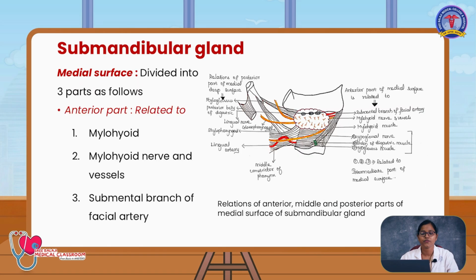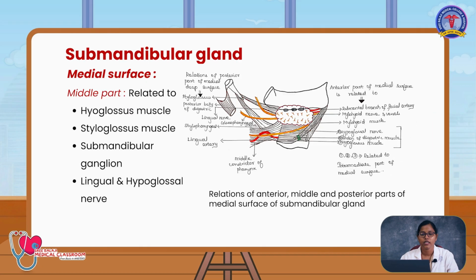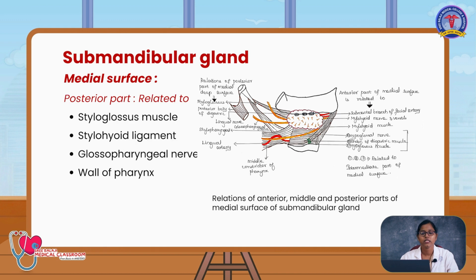Next is the medial surface of the submandibular gland. It is divided into 3 parts. So first part is the anterior part. It is related to mylohyoid muscle, mylohyoid nerve and the vessels, submental branch of the facial artery. Next is the middle part of the medial surface of submandibular gland. It is related to hyoglossus muscle, styloglossus muscle, submandibular ganglion, lingual and the hypoglossal nerve. Next is the posterior part of the medial surface. It is related to styloglossus muscle, stylohyoid ligament, glossopharyngeal nerve and wall of pharynx.